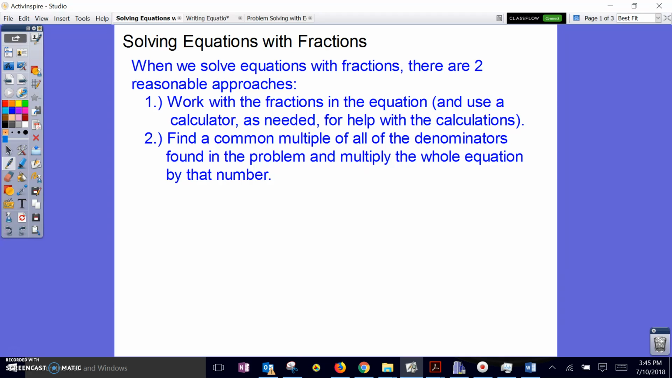The second method is a way that we're going to actually get rid of all the fractions in our equation. And we're going to do that by finding some common multiple of all of the denominators that are in the problem, and we can then multiply the whole equation by that number. And I'll show you what that looks like when we get to the next example.